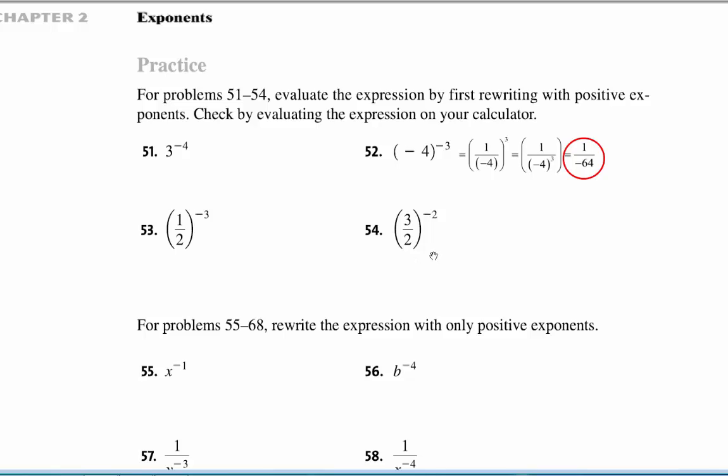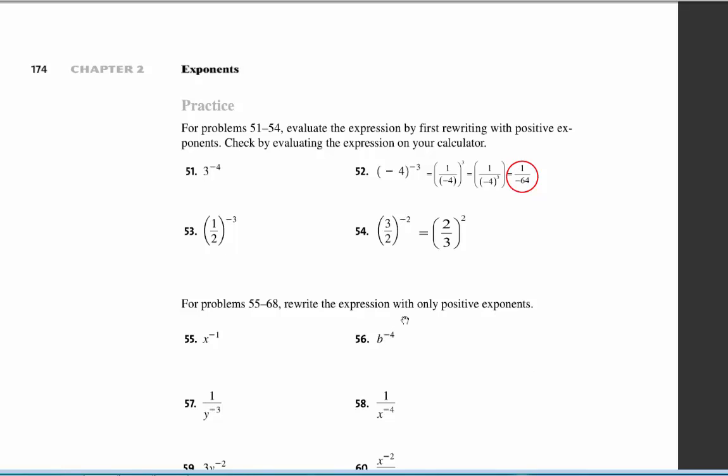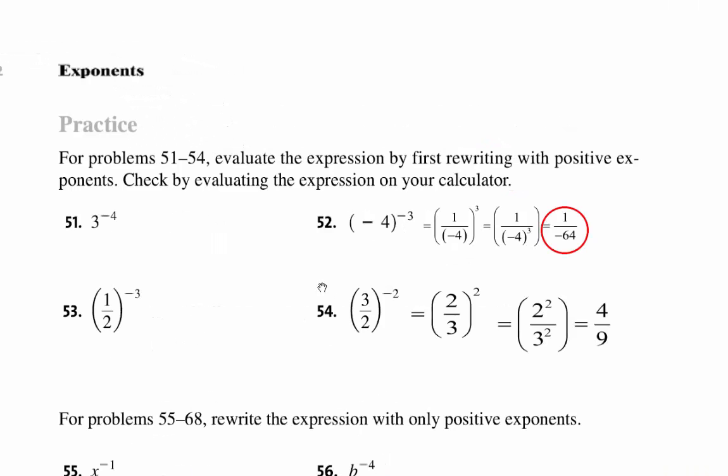Let's take a look at number 54. My base is 3 over 2, so I can take the reciprocal of 3 over 2, which is 2 over 3, and make the exponent positive. And then we can do the repeated multiplication. We're going to have 2 squared over 3 squared, or 4 over 9. And here's the rest of this problem worked out.